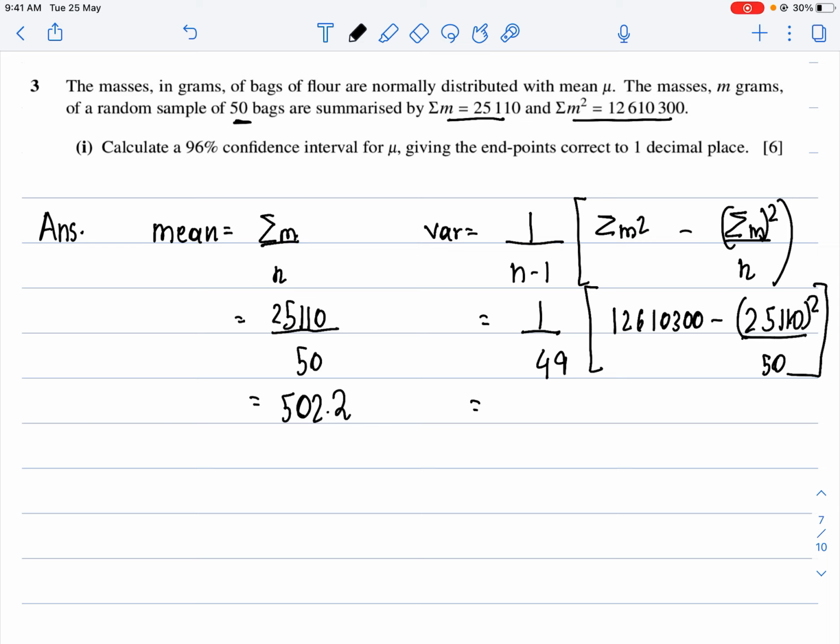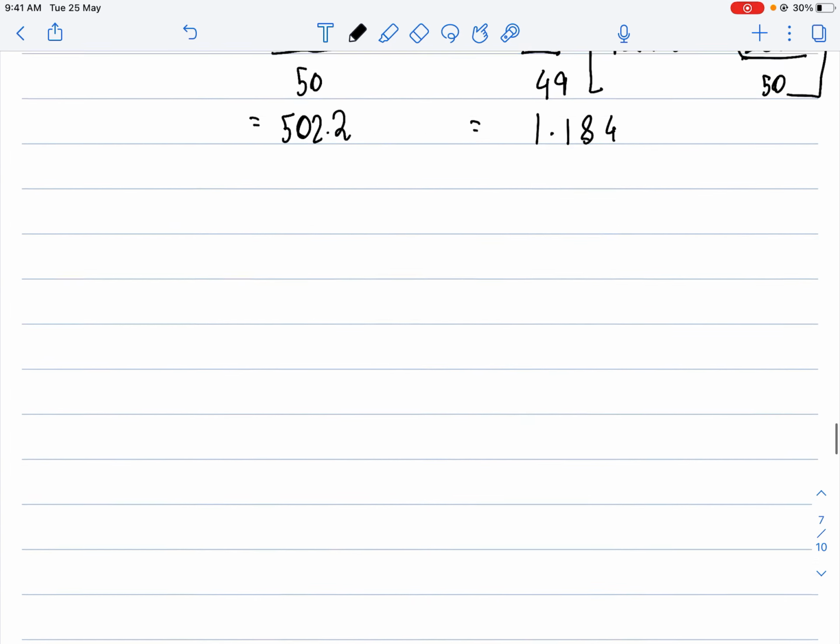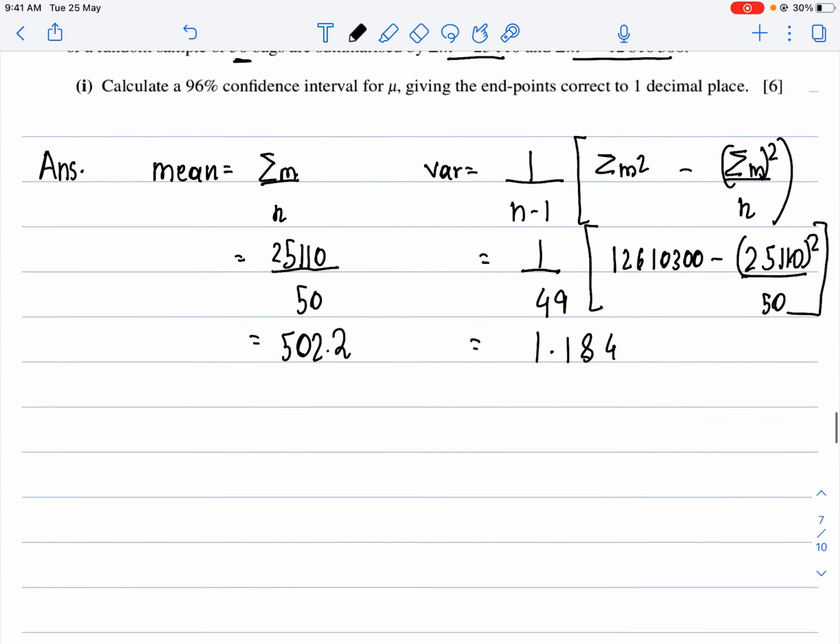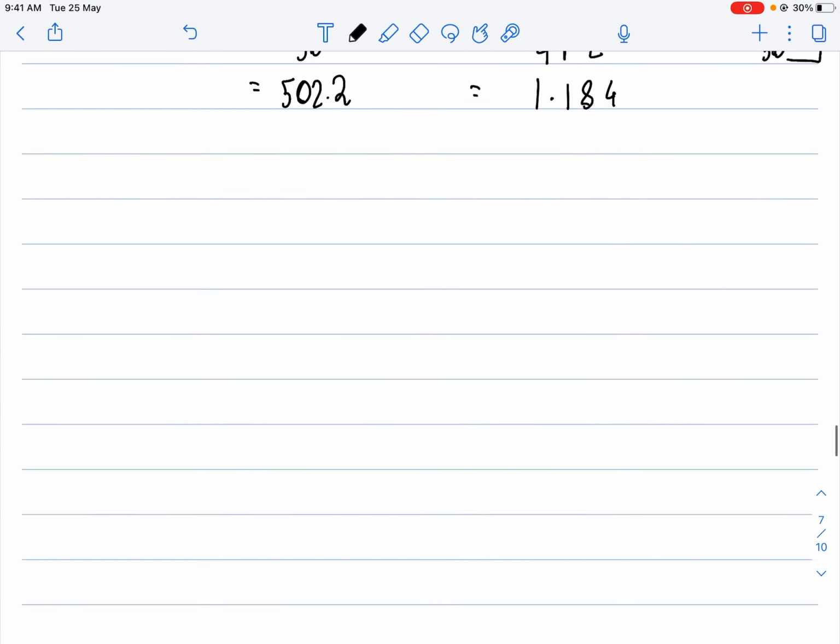It will take a little bit of time. Just give me 1 second. 25110 the whole squared over 50. So when I do that, I get my answer as 1.184.